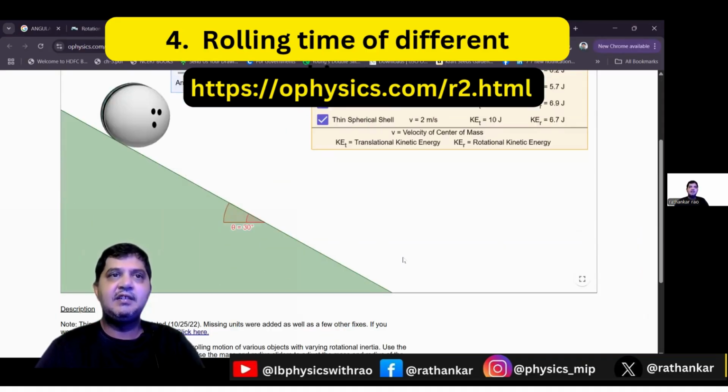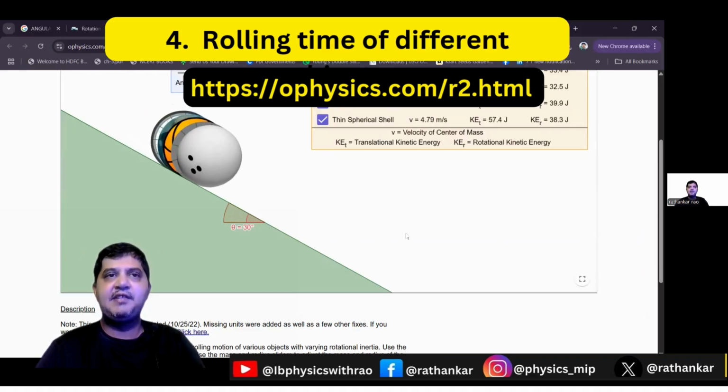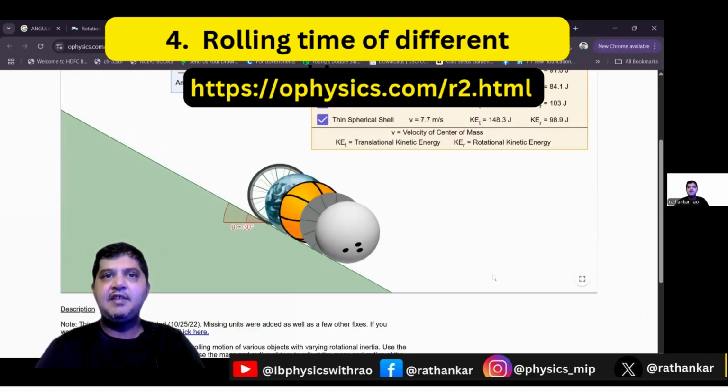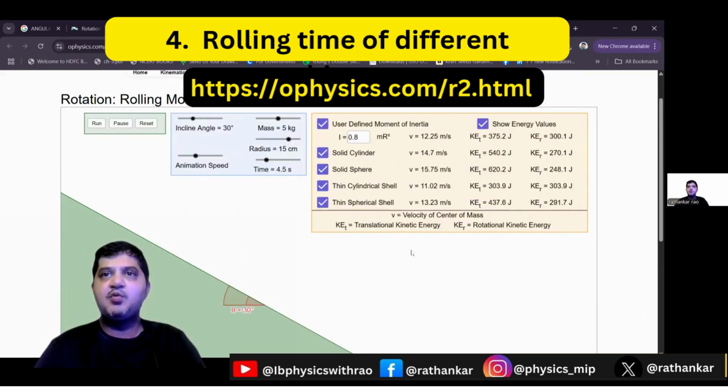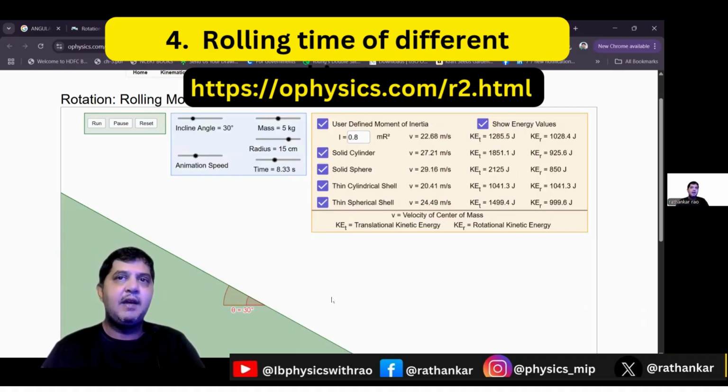When I click here, you see all the 4 objects are sent together, and you see this sphere reaches first, and the wheel reaches last. Now, what could be the reason behind it? We can ask this: the time of rolling from one end to the other, the distance being constant. Why does the wheel go slowly? Why does the sphere go faster? This is something one can ask.